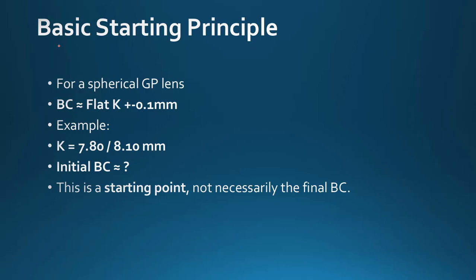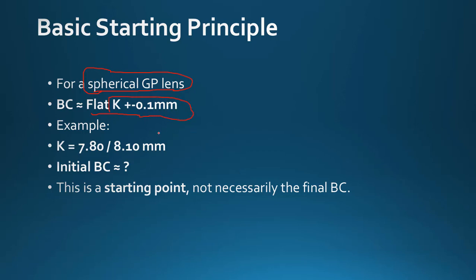Now we finally come to the formula of selecting the initial base curve, and this formula is only for spherical GP lens. We have different types of GP lenses like toric GP lenses, back surface toric, front surface toric, or bitoric. So every type of lens has a different criteria for selecting the initial base curve. In this video we are focused only on the spherical GP lens. So the formula is flat K plus minus 0.1 millimeter.